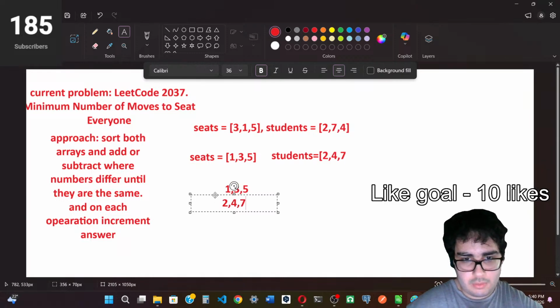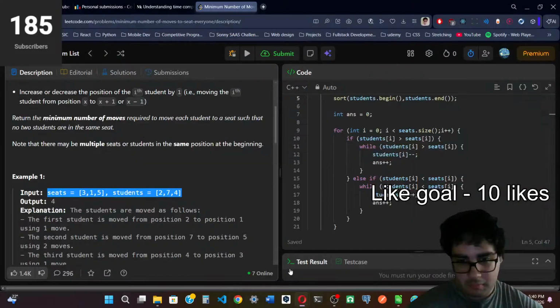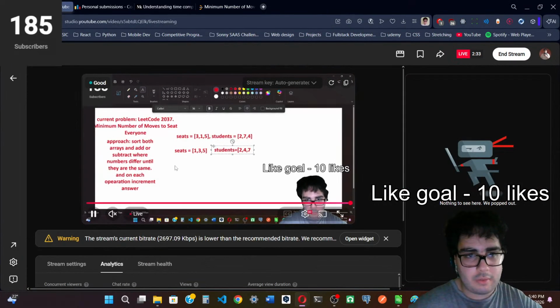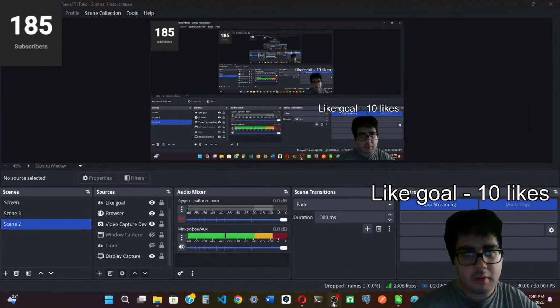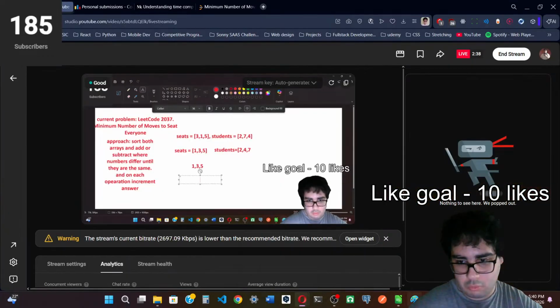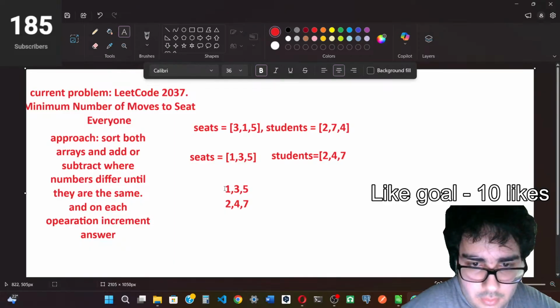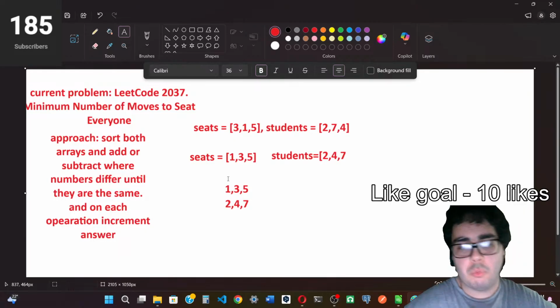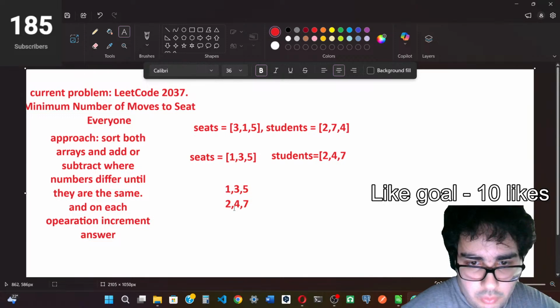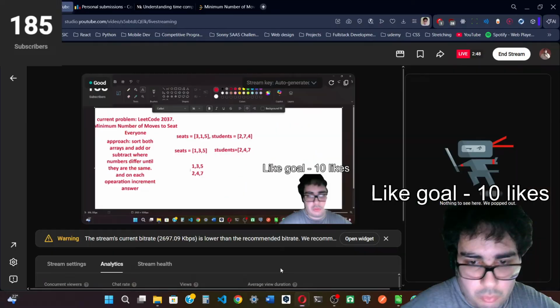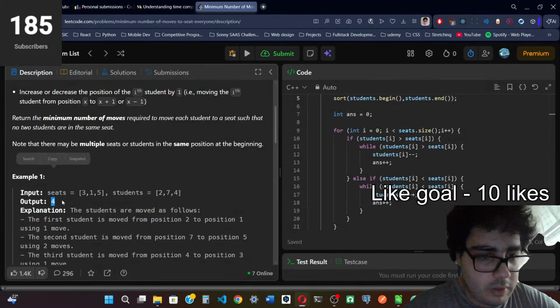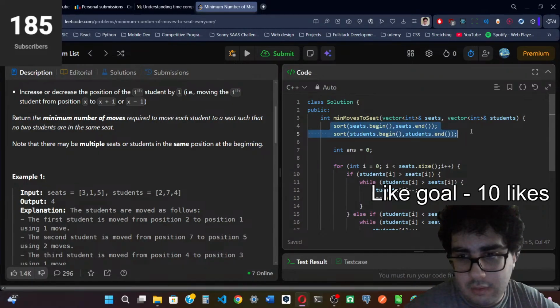Basically, we can look at the arrays like this, and we are just going to increment. So if this is less than this, we're going to increment it while it's not. So here we're going to increment 1 by 1. That's going to give us 2. That's 1 move. Here the difference between these two is 1. We're going to increment 3 by 1. That's 2 moves. And finally we're going to increment this by 2, which is also 2 moves. And as we can see, that is our answer. That is 4 moves. That is why we sort these here.